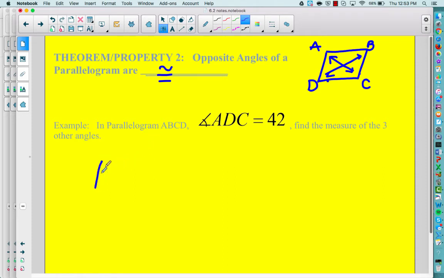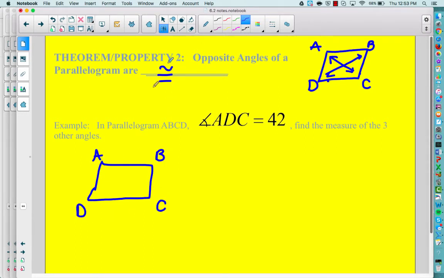So it says in parallelogram ABCD. Sorry about my diagram there, guys. It's terrible. Let me fix it if I can. All right. That's a little better. ADC equals 42. So ADC is this angle right here, 42 degrees. Find the measures of the 3 other angles. All right, I really need to fix this parallelogram. Sorry. It's just bothering me. It's got to look more like a parallelogram, and it doesn't. So A, B, C, and D.